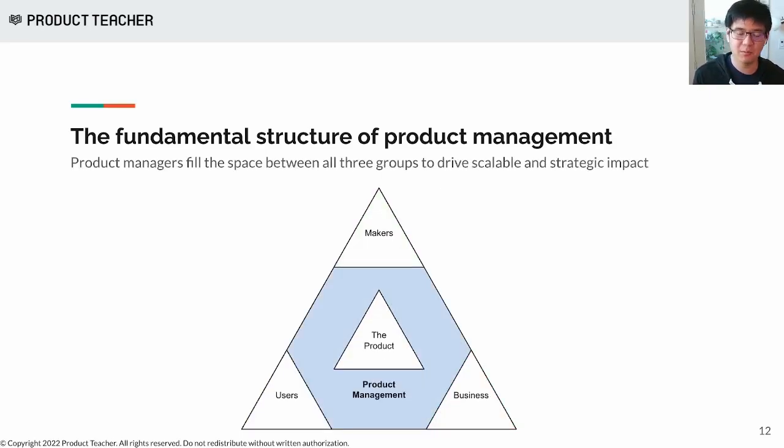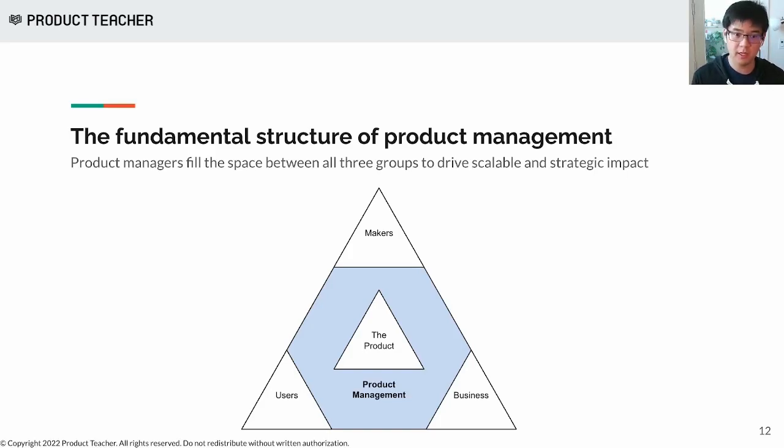Well, it stands to reason then that product managers are the folks who fill the space between these three groups, users, businesses, and makers, to drive scalable and strategic impact through building products. In other words, product managers are trying to understand the pain points, priorities, constraints, needs, fears of users, makers, and the business so that way they can build a product that solves the needs of all three of them at the same time. One of the most fun things about product management is trying to work through all of these different constraints and to try to find a solution that will work for everyone. You'd be surprised. By having more constraints, you can actually wind up being a lot more creative. You can deliver things that are a lot more innovative and provide a lot more real value to people.